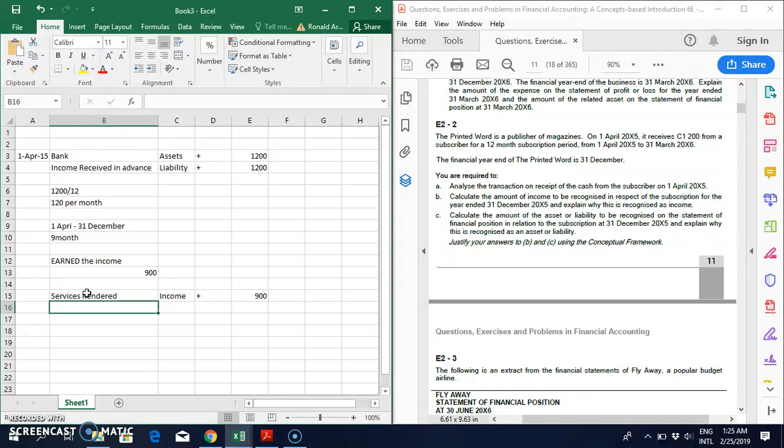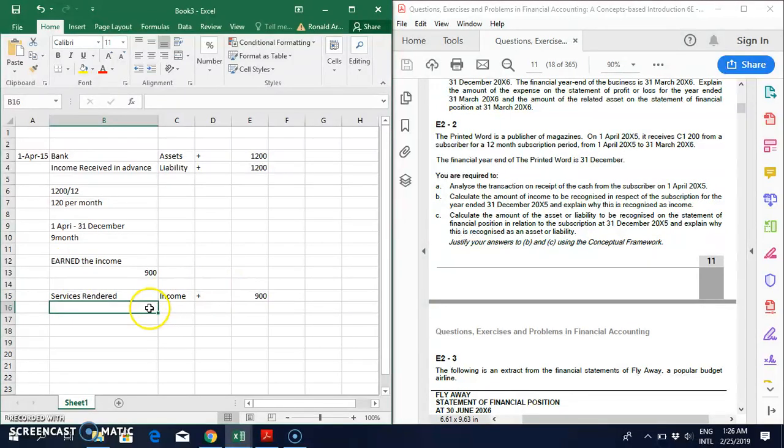You agree with that? So they ask you, why is this recognized in income? We know that income is recognized when it is earned. We've now rendered the services for 9 months, and therefore we've now earned the income of 900 Rand. Do we understand that part? That's the important part to look at. Have you rendered the service, provided the service, or made the sale? If you've provided the service or made the sale, then it means you've earned the income. So we've earned the income of 900 Rand.